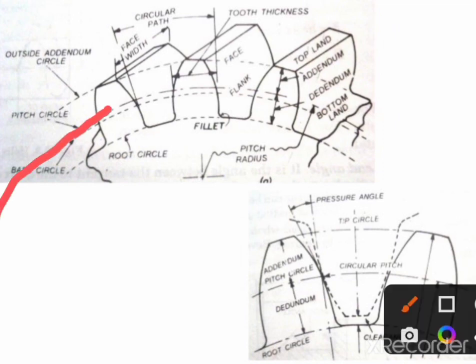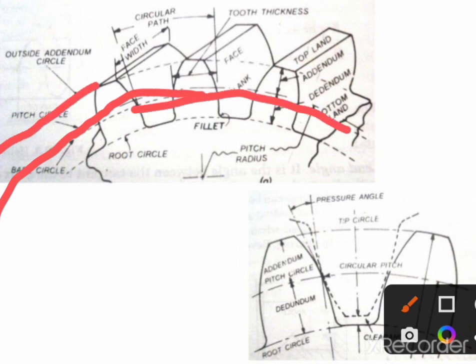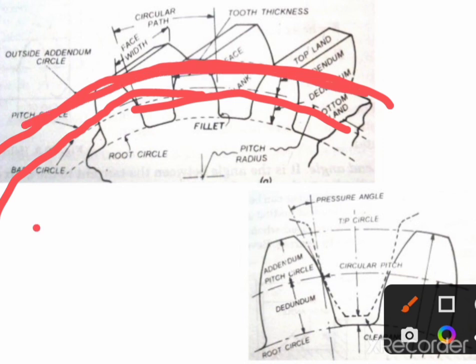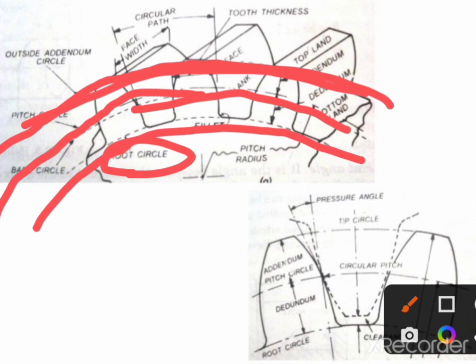In this figure we will see the basic terms which we have seen. This is the pitch circle, this is the addendum circle, and this is the dedendum circle, or we generally call it the root circle. The radial depth above the pitch circle till the tip of the tooth is the addendum, and the radial distance from the pitch circle to the end of the tooth or root of the tooth is the dedendum. Is this concept clear?